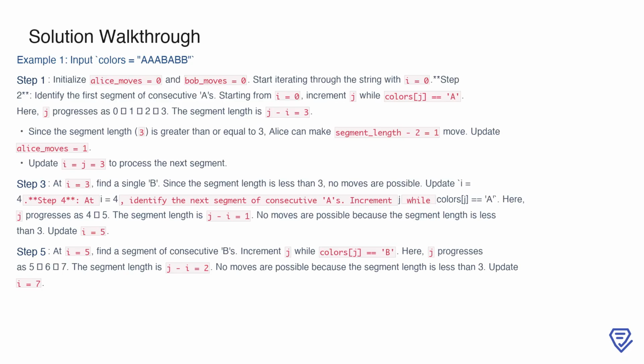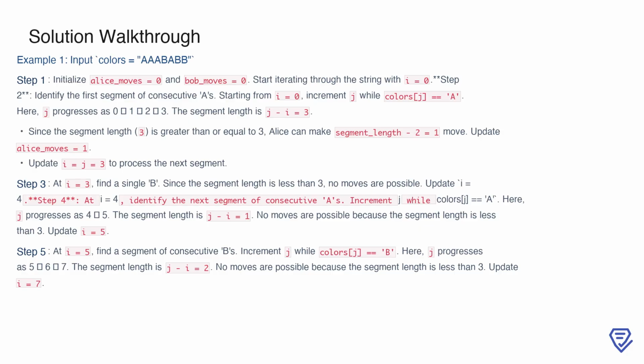To solve this problem, we start with the input string colors equals ABAB. First, we initialize two counters, Alice_moves and Bob_moves, both set to 0. These will track the valid moves Alice and Bob can make. We then iterate through the string, starting at index i equals 0. The first step is to identify the segment of consecutive A's.